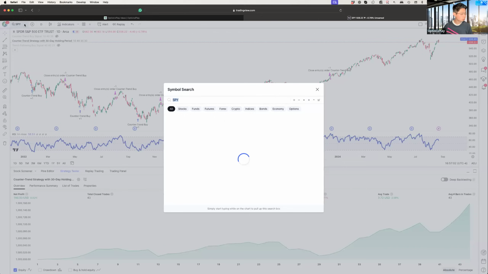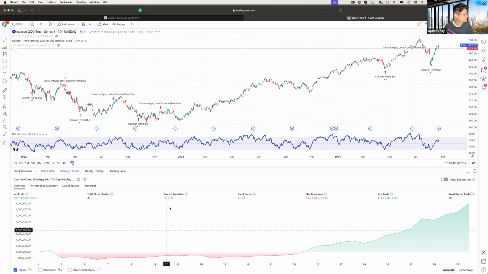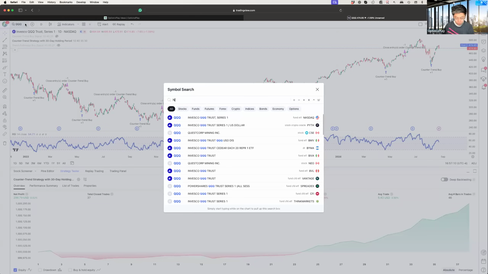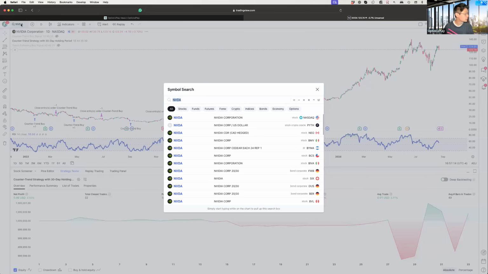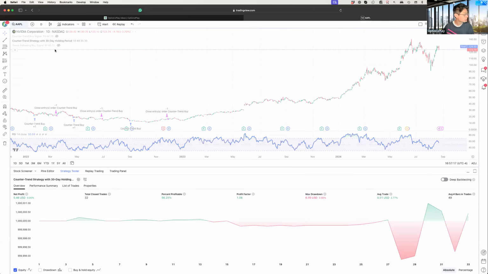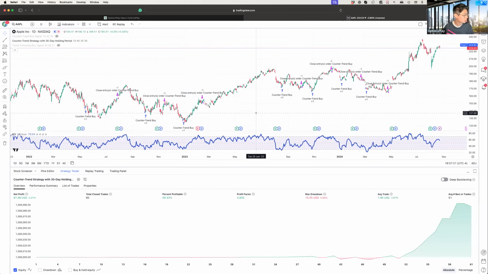So I always looked at SPY and QQQ to start off with, seeing how they perform there. 72% profitable on QQQ. That's a good starting point. Maybe look at some of the big names like NVIDIA. 56%, not so great there. And you basically look at different symbols and see how they're performing across these types of strategies.